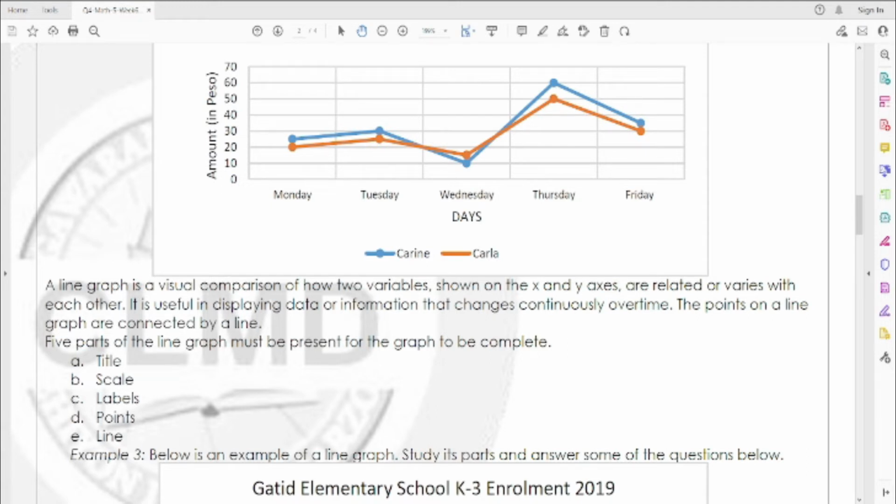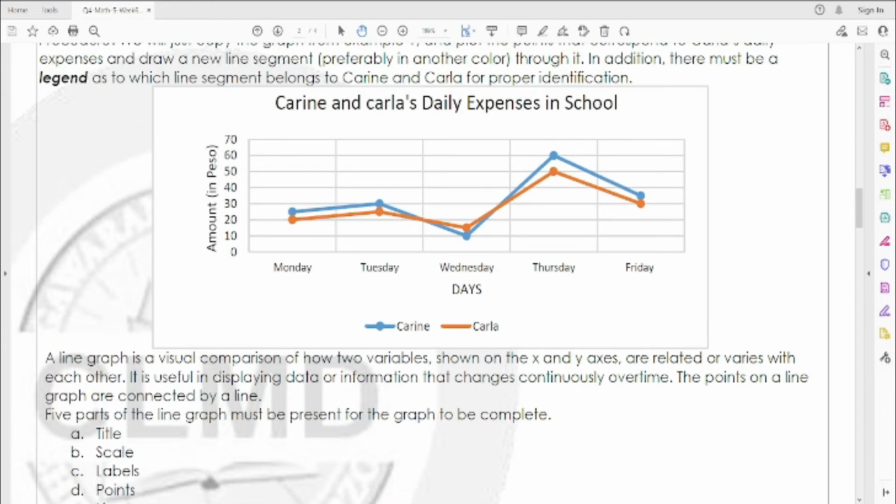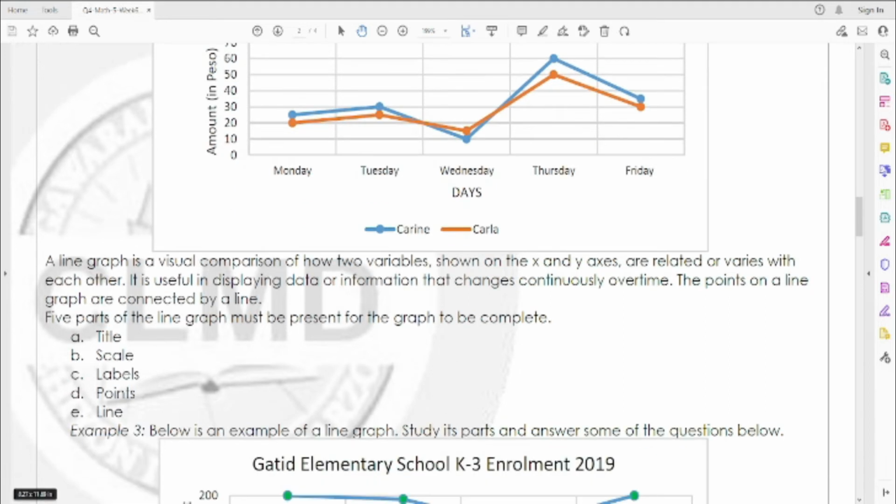Number 1 is the title. The title may be found over the graph. Then scale, then label, then point, then line.